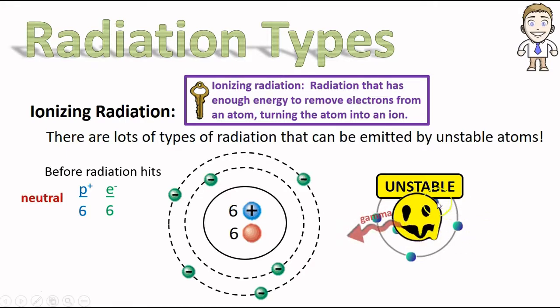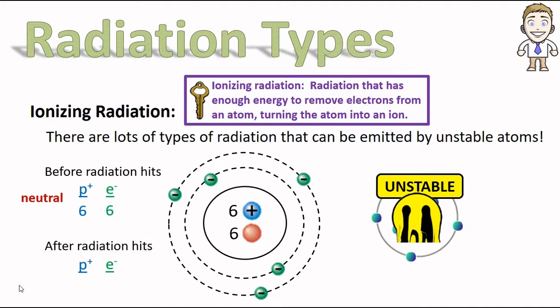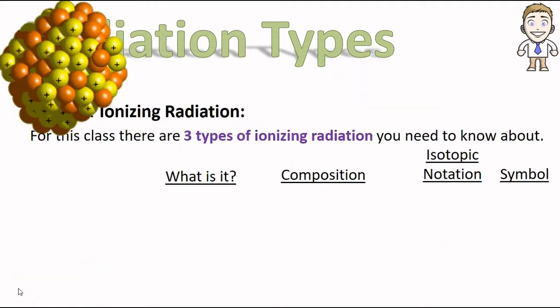However, with this unstable nucleus next door that starts shooting off, say, gamma rays, those gamma rays can actually collide with an electron, removing it. So now, after the radiation hits, we still have 6 protons, but less electrons. If there's 5 electrons, the positive team wins. That makes this a positive ion. We could even do the exact charge. It's going to be +1. So because the radiation ionized this atom, turned it into a +1 ion, it's called ionizing radiation.